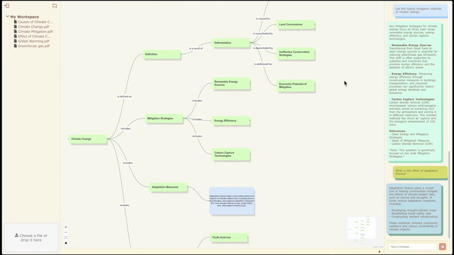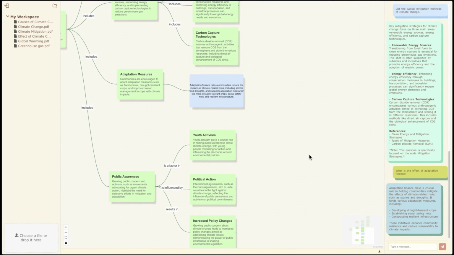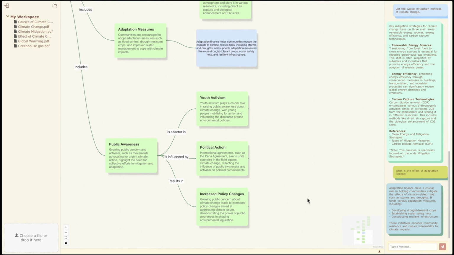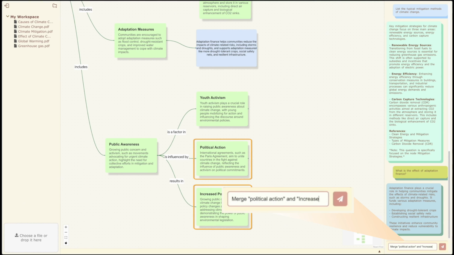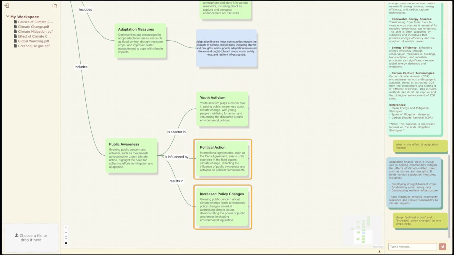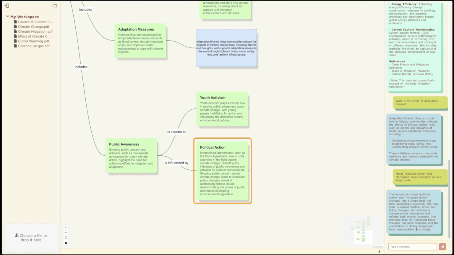As Robert continues exploring, he notices that political action and increased policy changes nodes contain overlapping concepts. To streamline his hybrid map, he simply types in the chat, "Merge political action and increased policy changes as one single node." And MindTrellis automatically combines these related nodes while preserving all their connections, keeping the knowledge structure clean and organized.